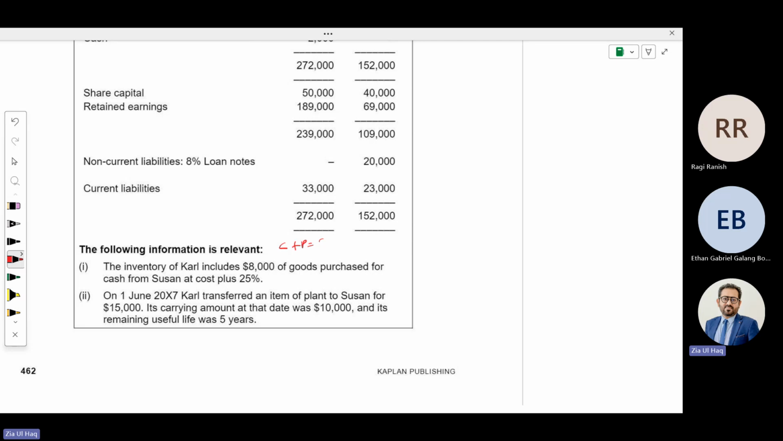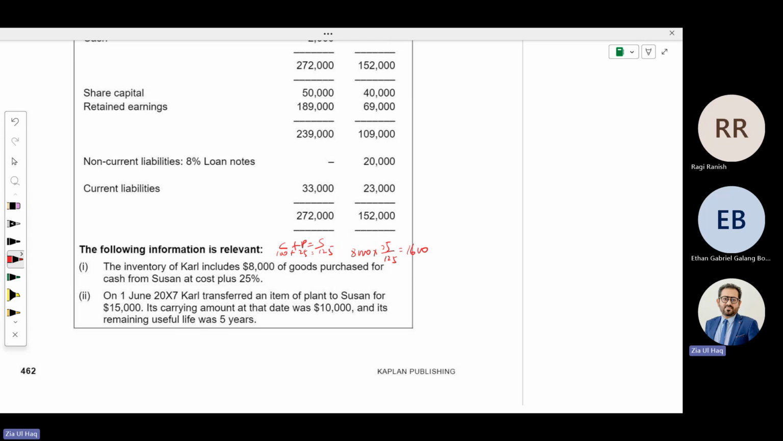Cost plus profit equals sale. Cost is 100, profit is 25. This means the sale is 125, and we have the sale figure and want to move towards the profit. So 8,000 itself is 125, and we want 25. So 1,600 is the unrealized profit. For this, we need to record an accounting entry. Where is this profit, in the parent company or the subsidiary company? Subsidiary. So debit subsidiary retained earning, credit inventory, because it is included in the inventory.